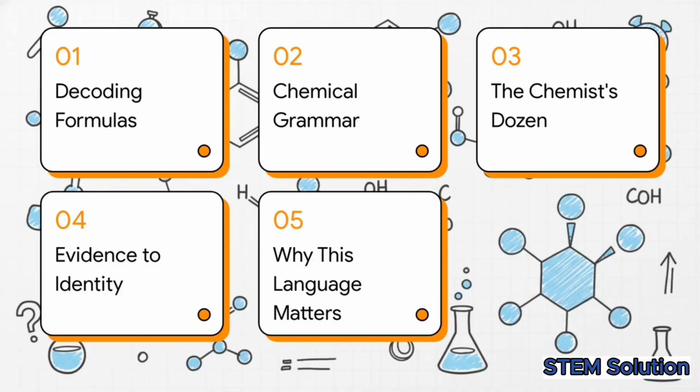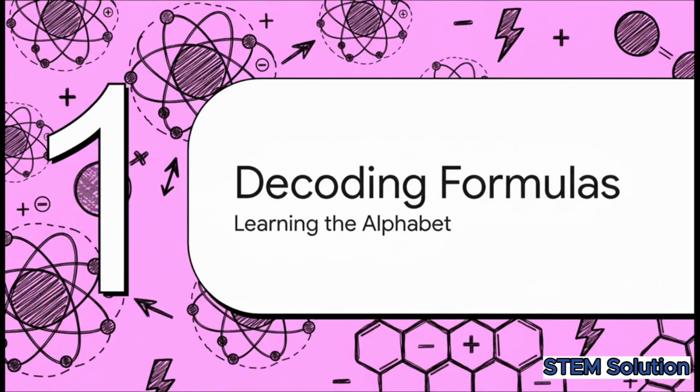So, here's our game plan for getting fluent. First up, we're going to learn the alphabet, how to decode those chemical formulas. Then, we'll dive into the grammar, the rules for combining everything. After that, we'll tackle the chemist's big secret for counting atoms you can't even see. And finally, we'll put it all together, play detective a bit, and really see why this language is so incredibly powerful. All right, first things first, let's learn the alphabet of chemistry.